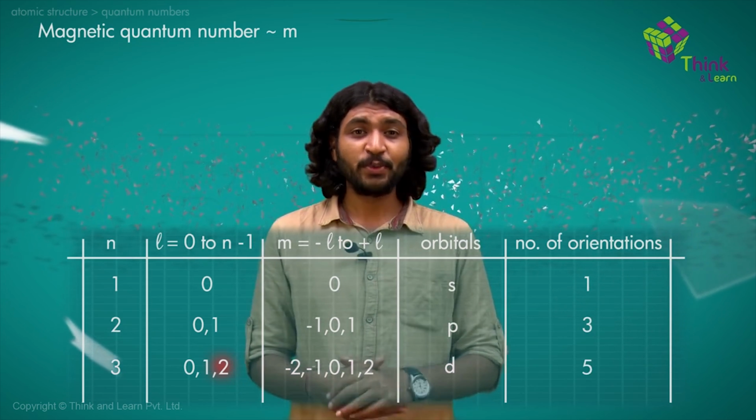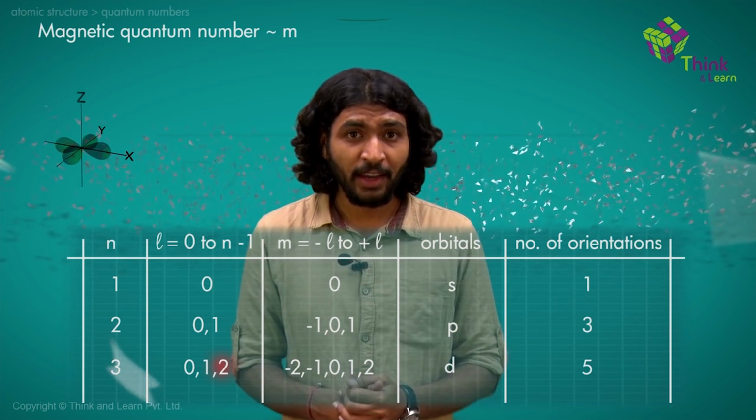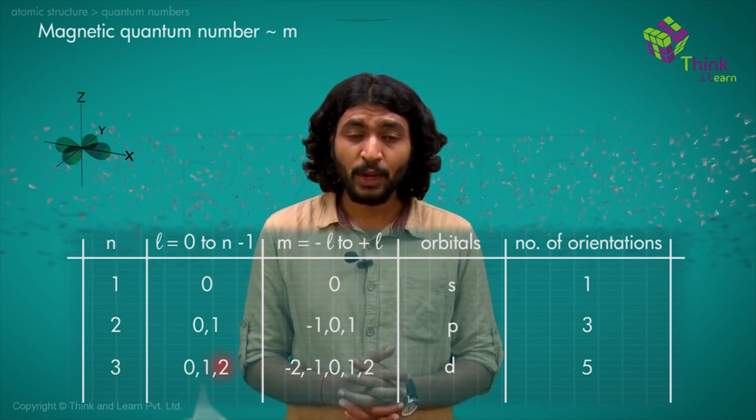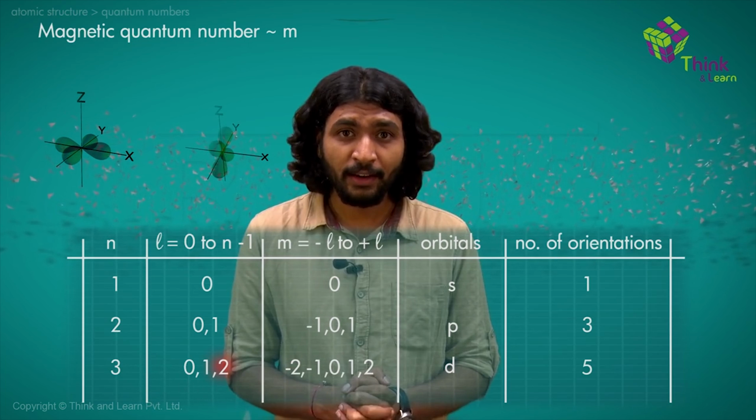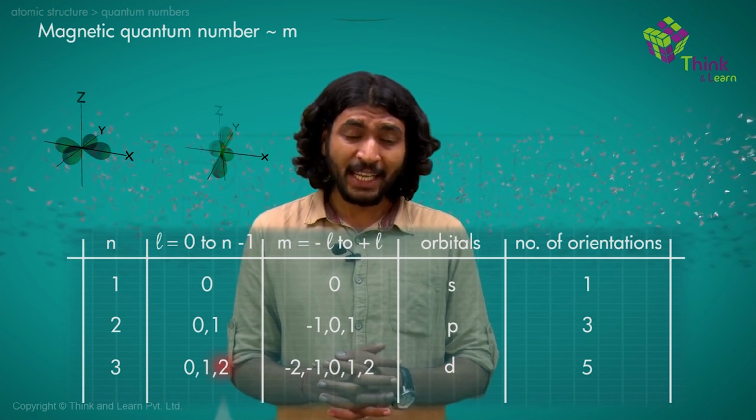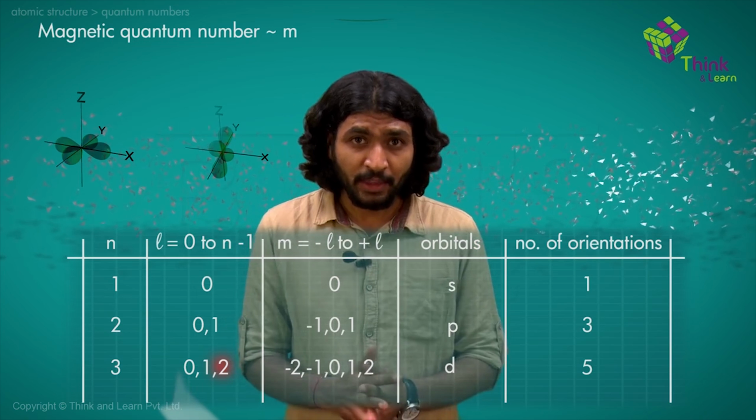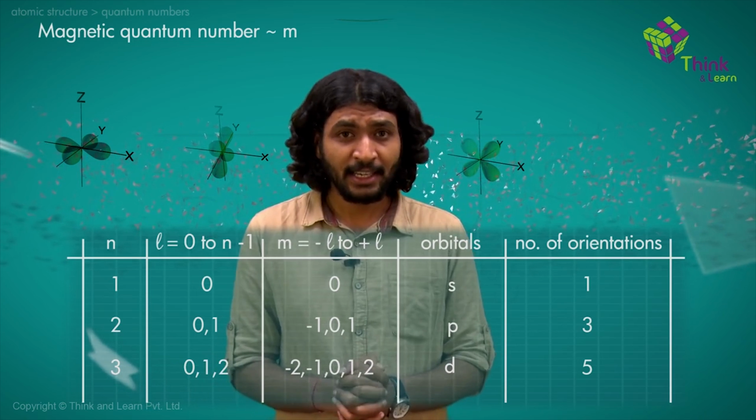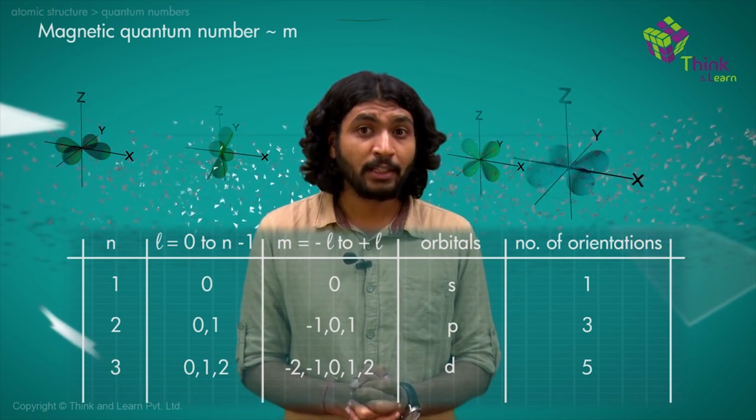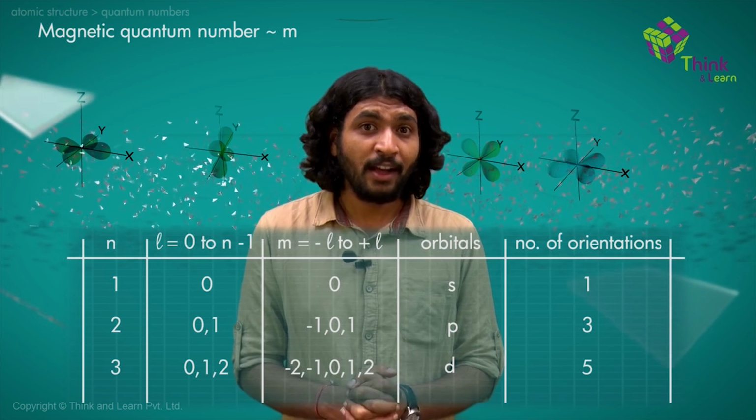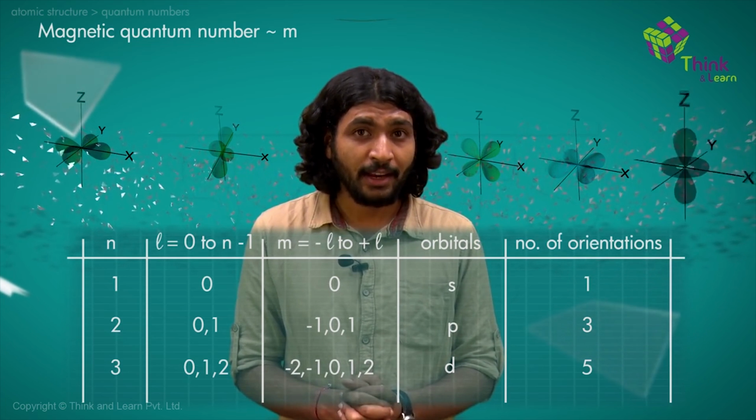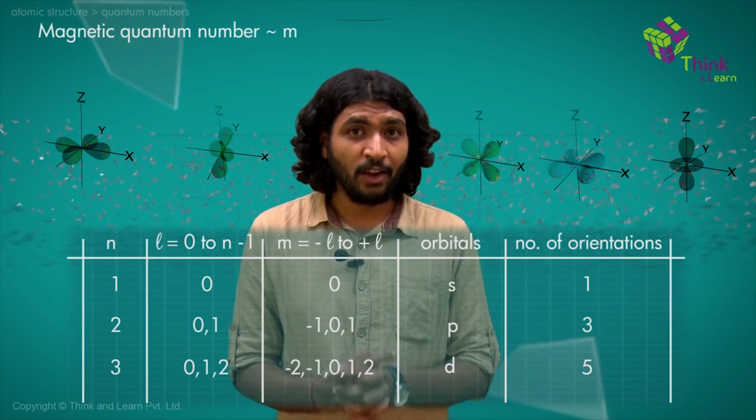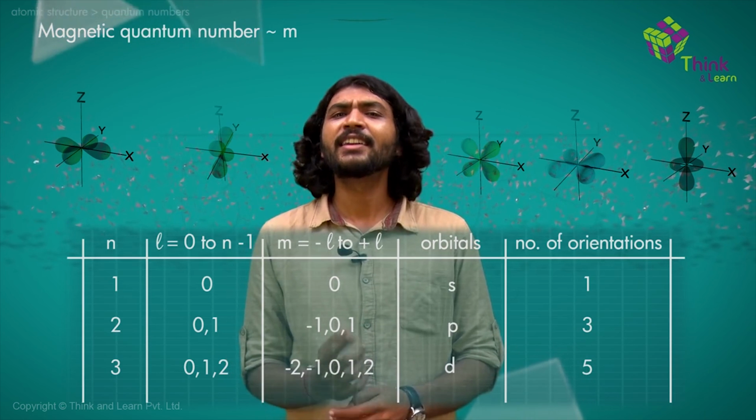So what are these? We have dxy, in which the 2 dumbbells are oriented between the x and y axes. Then we have dyz, where the dumbbells are oriented between the y and z axes. Then we have dxz, where the dumbbells are oriented between the x and z axes. And then we have dx squared minus y squared, where the dumbbells are oriented along the x and y axes, and dz squared, where one dumbbell is oriented along the z axis with a little donut at the node.